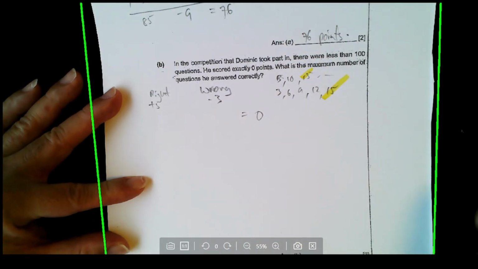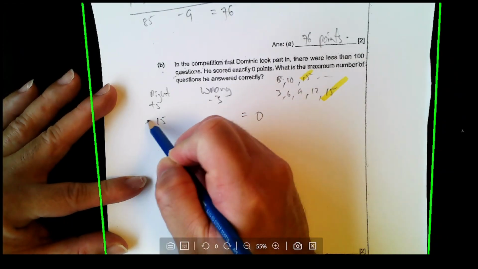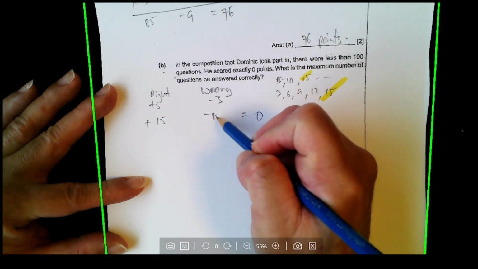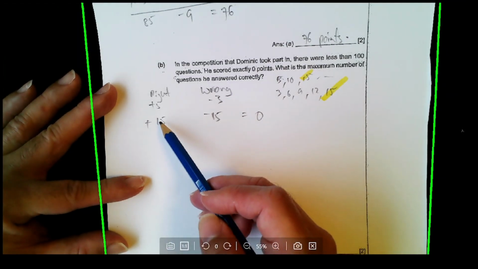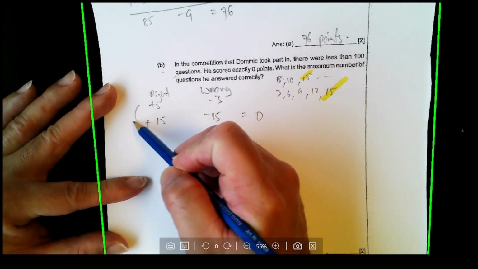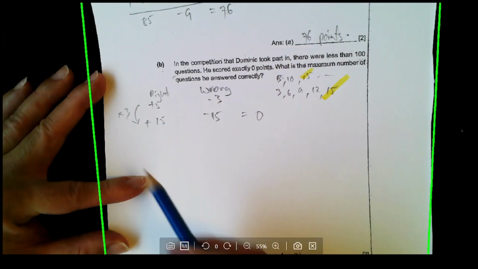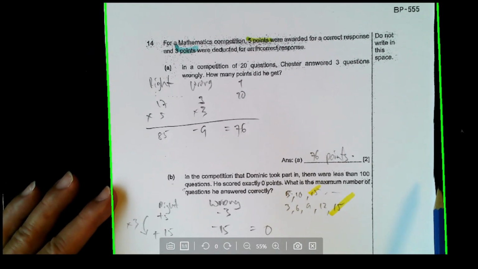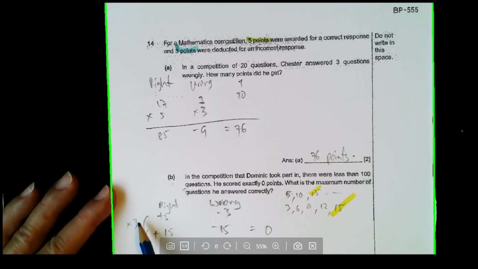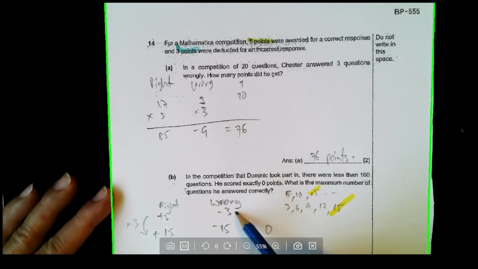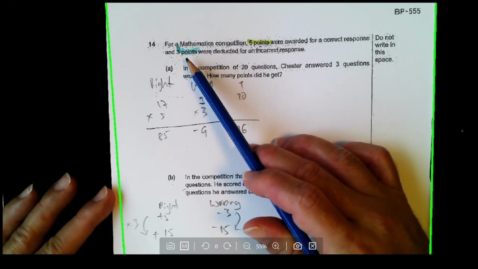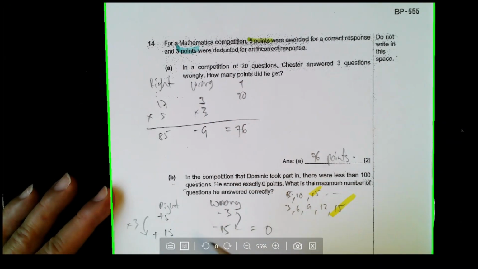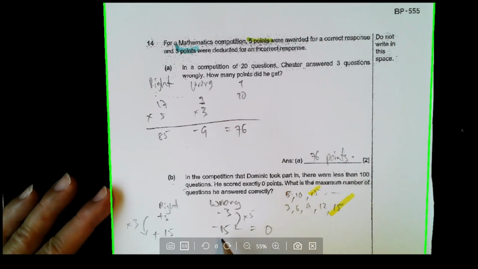Okay? So when you get plus 15 points and minus 15 points, they cancel each other out, you get 0, right? Okay? So how do you get plus 15 points? Each correct question gives you 5 points, so you need to get 3 correct questions, then you get plus 15 points. How do you get minus 15 points? Each wrong question is minus 3 points. So you need to get 5 wrong questions.